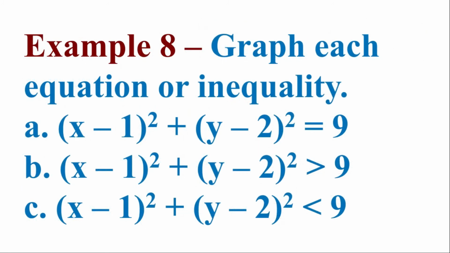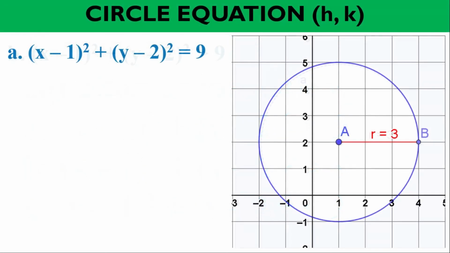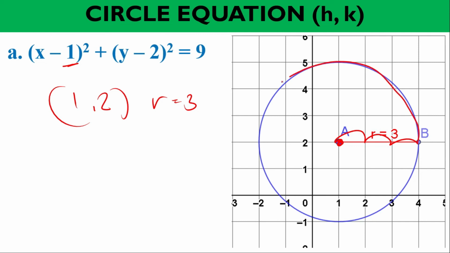For this one, we are now dealing with inequalities. These are different, but the same circle. Now we need to find the inequalities or the equation for this. Let's start with this one. The center here is (1, 2), and the radius is 3. Let's just find the center, count 1, 2, 3, and draw the circle. So this is the equation of the circle for this one, and this is its graph.